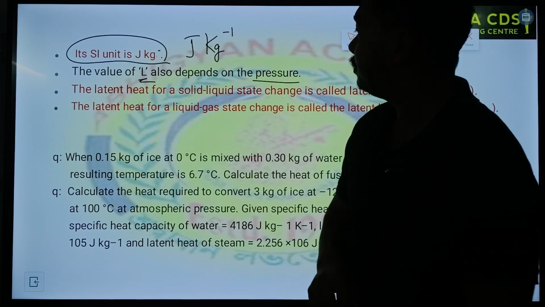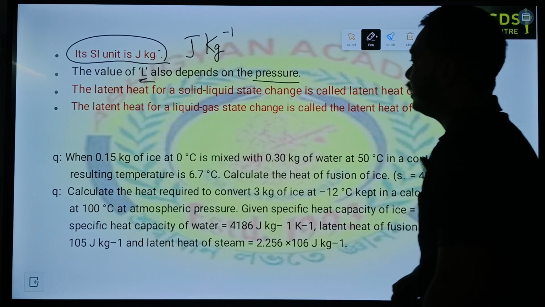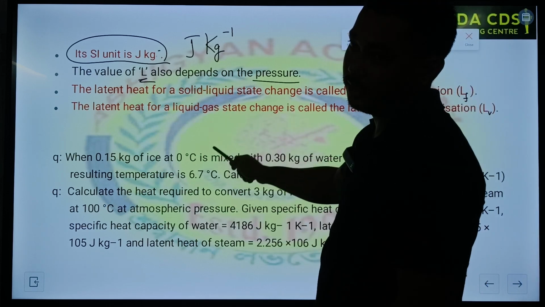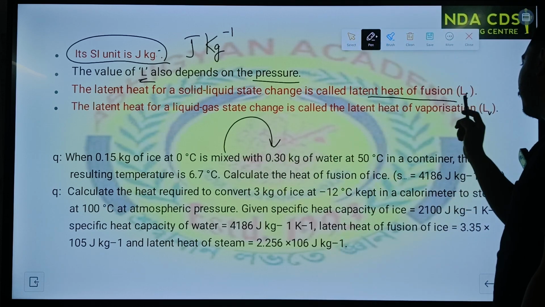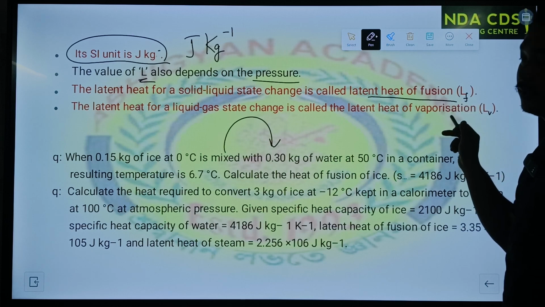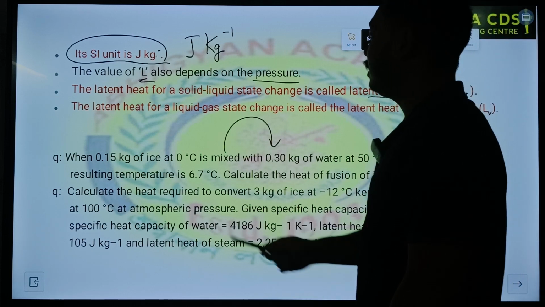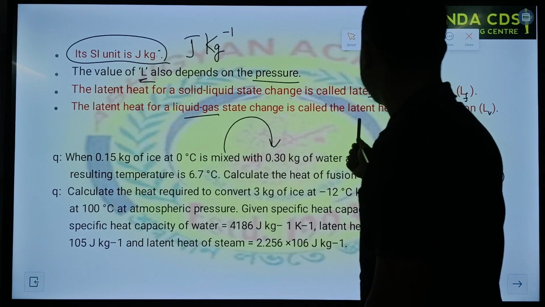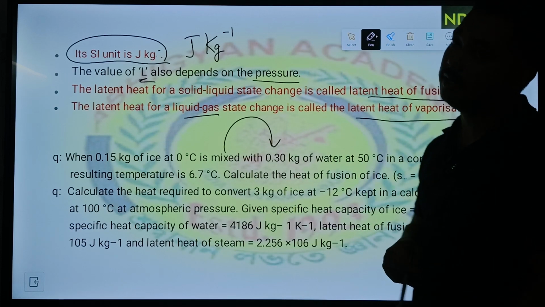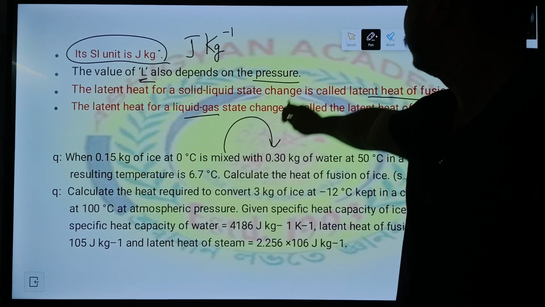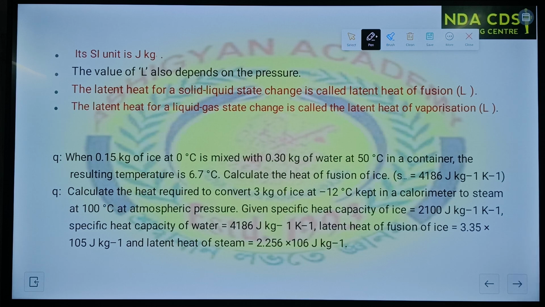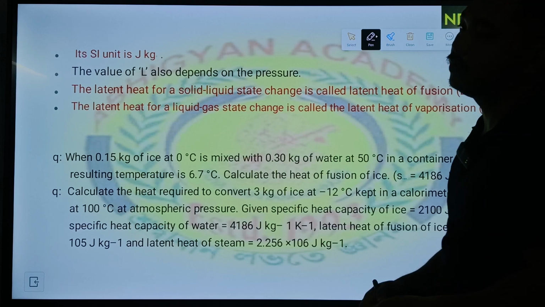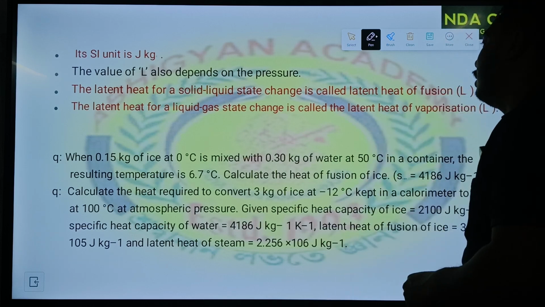Coming to the third point, the latent heat for solid-liquid state change. Solid to liquid अगर change हो रहा है state, that latent heat is what we call the latent heat of fusion, denoted by L_f. And the latent heat for liquid-gas change is what we call the latent heat of vaporization, denoted by L_v. Solid to liquid, latent heat of fusion. Liquid to gas, latent heat of vaporization.